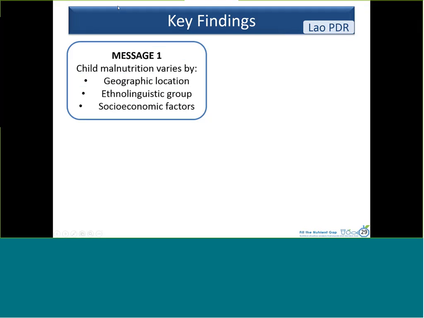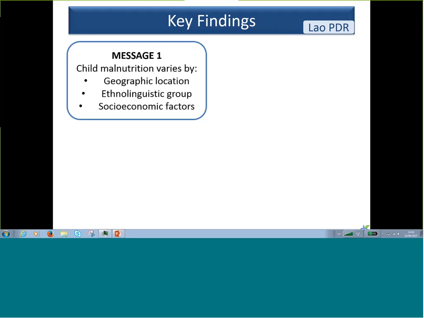Now I'm going to hand back over to Saskia. Thank you very much, Indira. Yeah, what we'll do now is that we'll share an example of key findings from Lao.